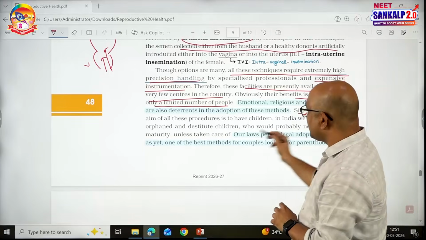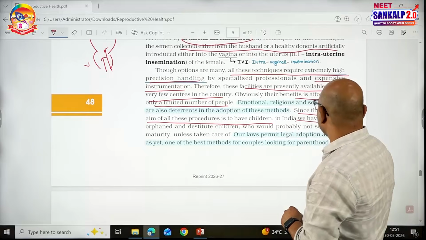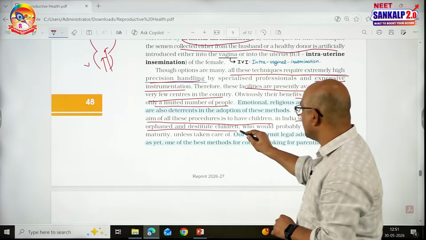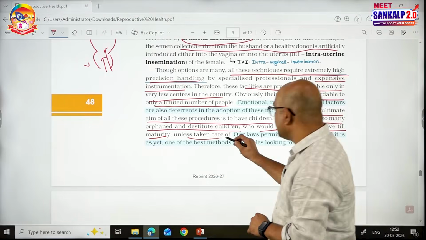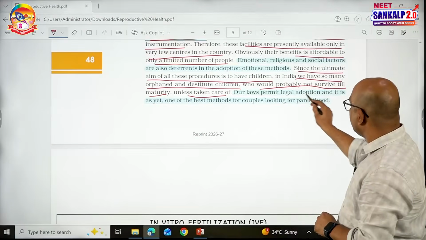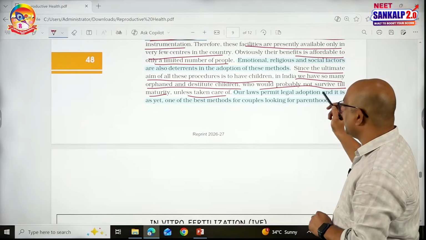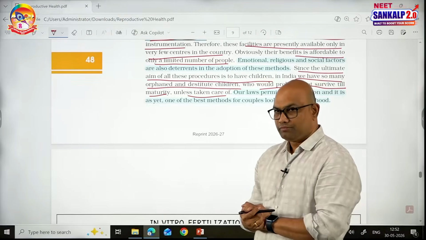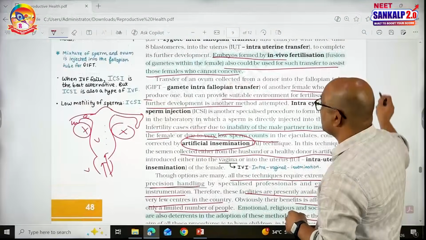Since the ultimate aim of all these procedures is to have children, in India we have so many orphaned and destitute children who would probably not survive till maturity unless taken care of. Our Indian laws permit legal adoption, and it is as yet one of the best methods for couples looking for parenthood. So there is a question regarding the potential drawbacks of ART.